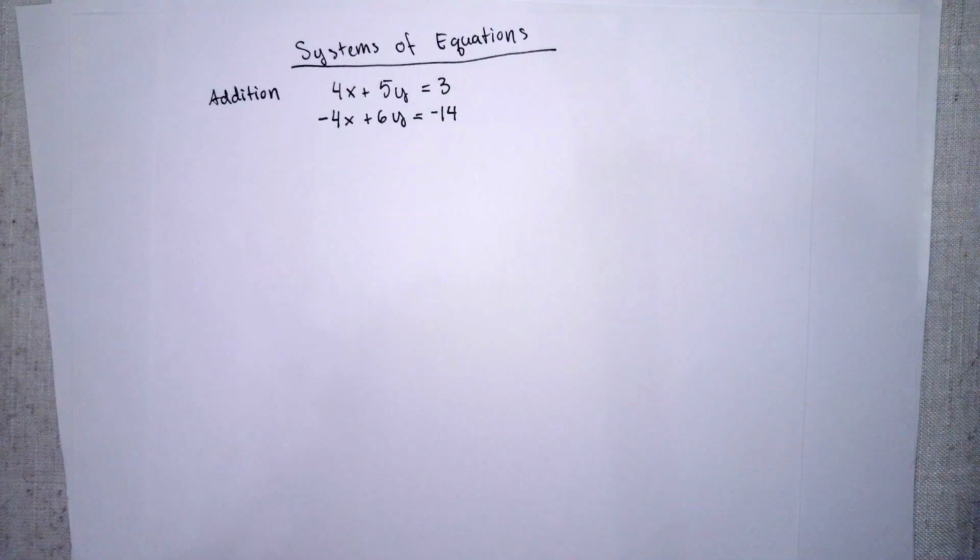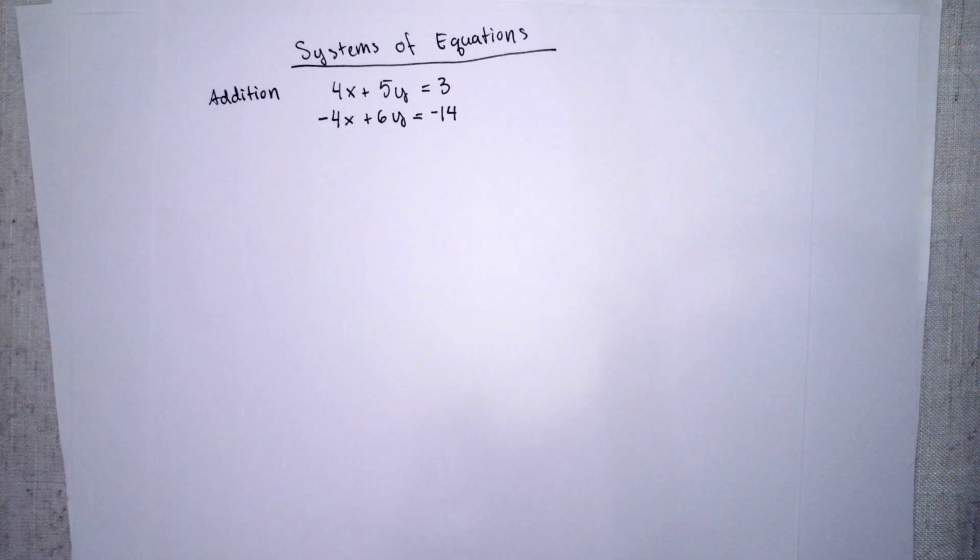So today we're going to be talking about systems of equations. There's really four methods when it comes to this type of problem. You can do addition, subtraction, multiplication, otherwise known as elimination, or you can do substitution.